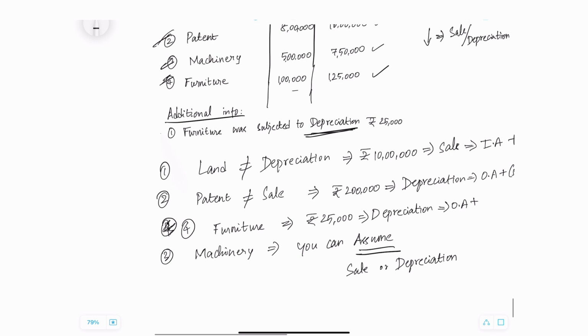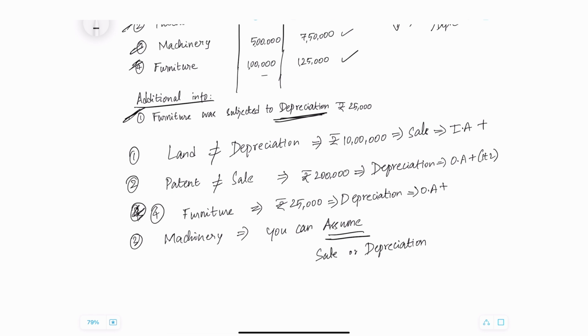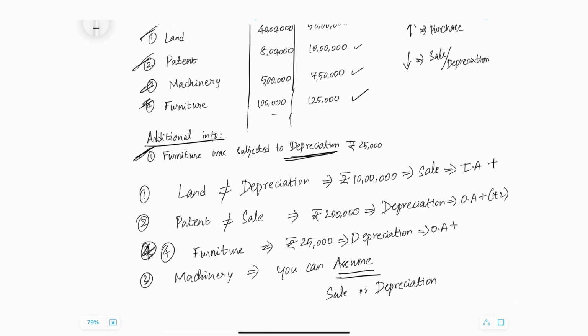If the additional information clearly states regarding plant, furniture, machinery, computer, motor vehicle, all tangible assets other than land, if the question doesn't say so, then you can assume. But if the question is clearly saying whether it is depreciation or sale, you have to treat it as per the declaration only. So for land, depreciation doesn't apply. Always treat it as sale.